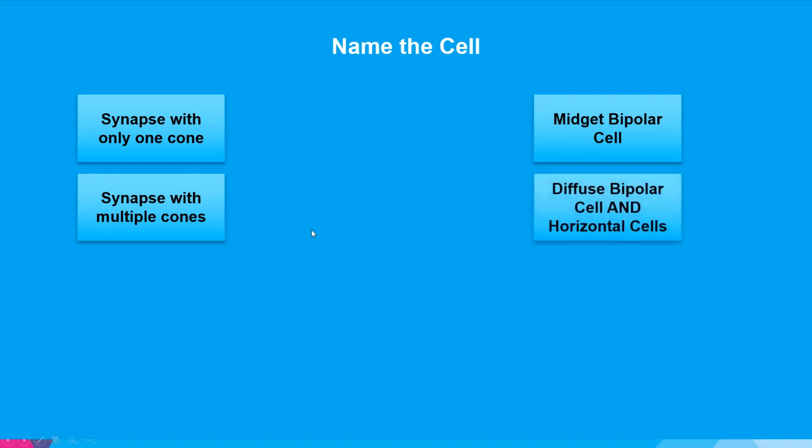And then I slipped this in. Look, this statement is like, well, horizontal cell also qualifies, right? I just threw that in there to think about it from a different angle. Like, who synapses with multiple cones? Oh, a diffuse bipolar cell does. We know that because it's diffuse. But then we also know horizontal cells do. And we're not even talking about bipolar cells, just to kind of get you thinking.